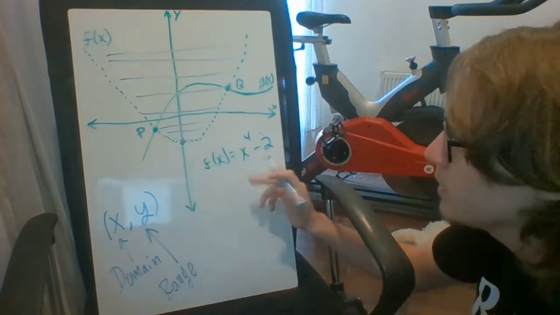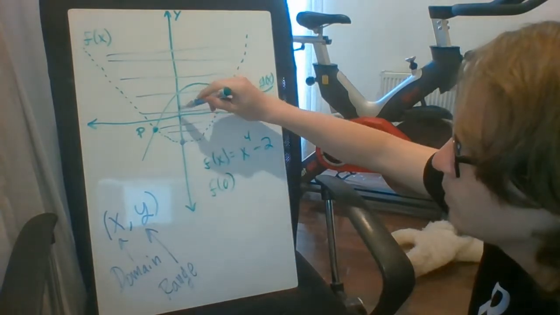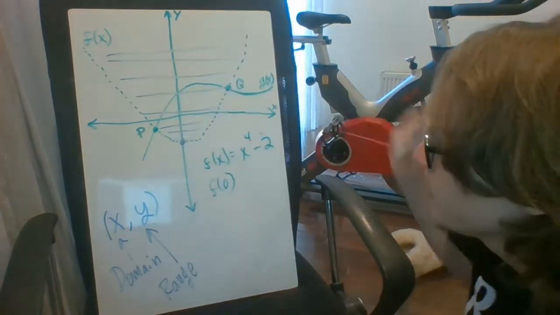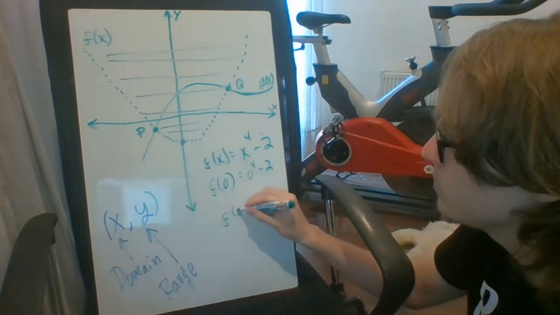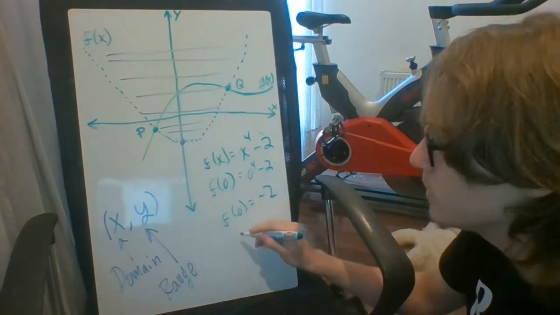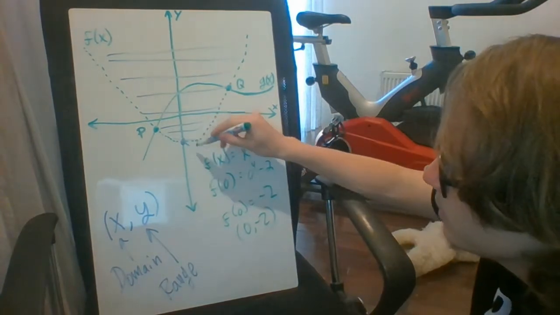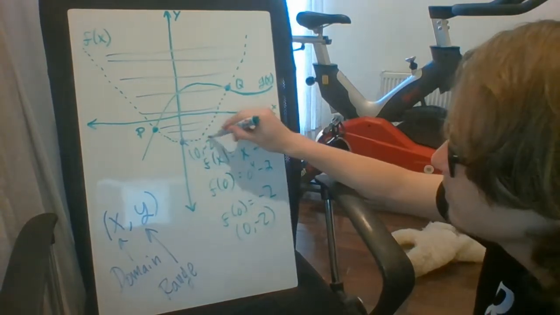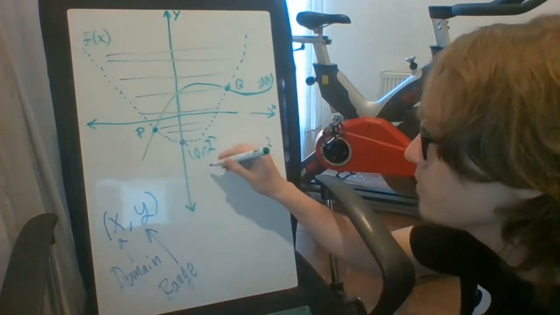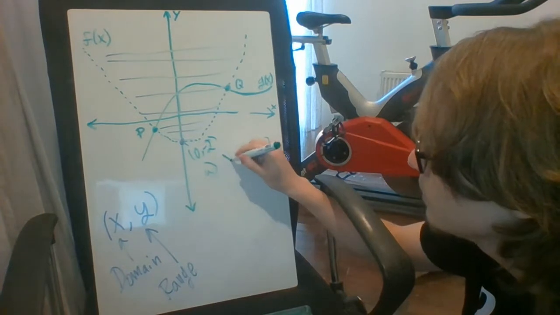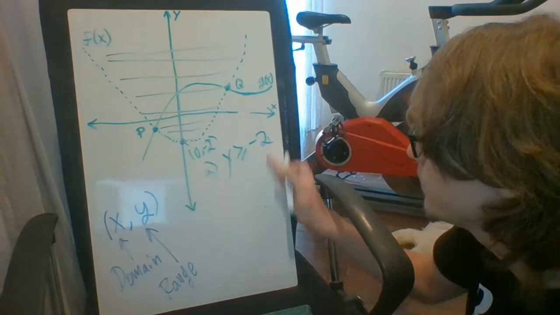Another way to double check is to plug in 0 for x, because if we plug in 0, it's going to be a point along the y-axis. Plug in 0 for x: 0 to the power 4 minus 2, so f of 0 is minus 2, which gives us the point (0, -2). So that's proof that this point is (0, -2). And with that knowledge, it is safe to say that the range of f is all values of y greater than or equal to negative 2.